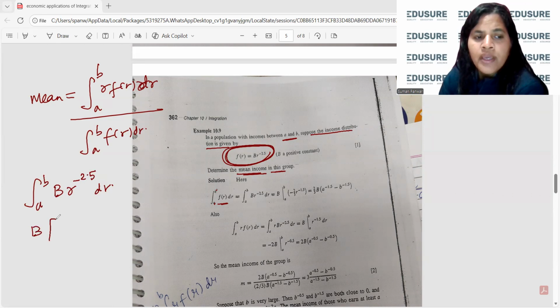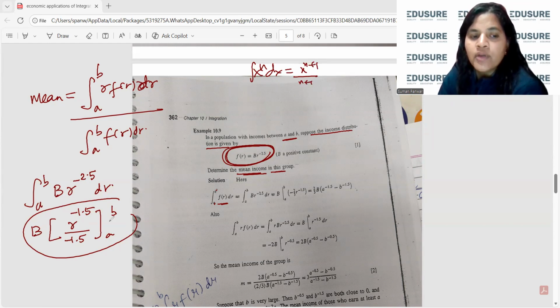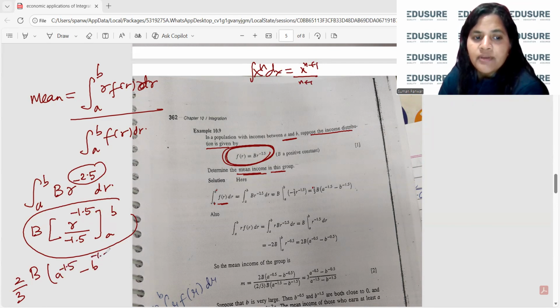So B comes out, and this is the integration of R power minus 1.5 divided by minus 1.5, integrated from A to B. What are we using here? We are using the formula: the integral of x power n dx is x power n plus 1 upon n plus 1. Here n is minus 2.5 and x is R. So when we put in the upper limit and the lower limit, it will come out to be, you can see, 2 by 3 B times A power minus 1.5 minus B power minus 1.5. You can verify this.